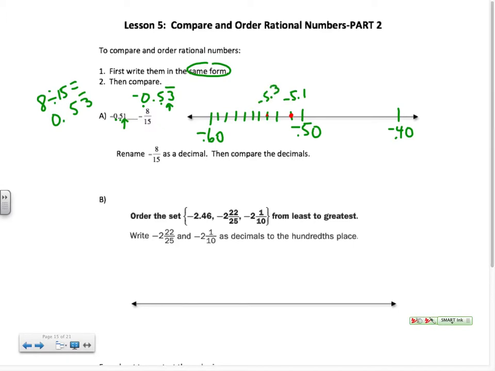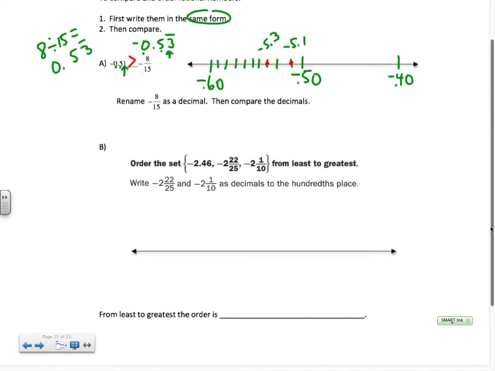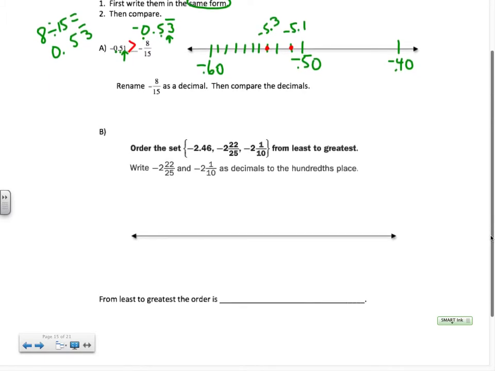And the one to the right is going to be greater. The one to the left is going to be least. So negative 0.51 is greater than negative 0.53. Okay, use the number line if you need to. If you know by looking at those numbers in the decimal form, you can go ahead and do that.